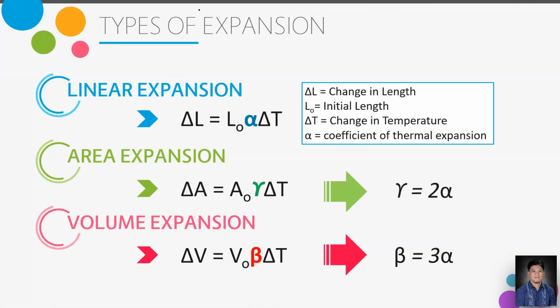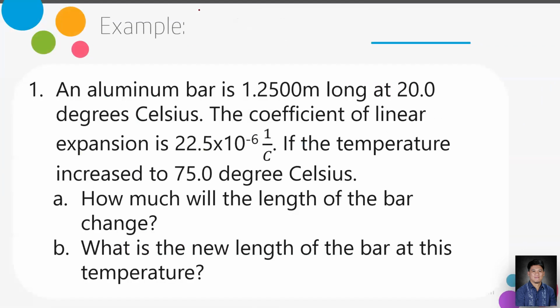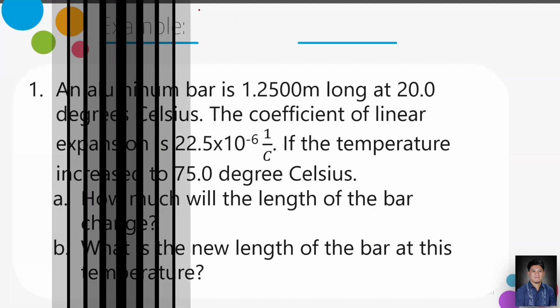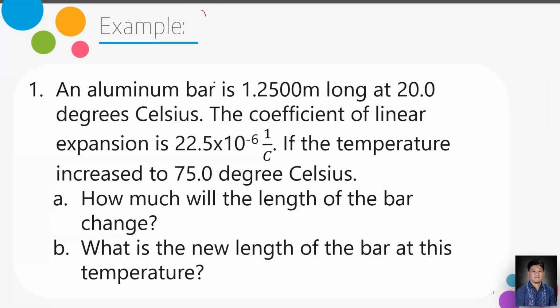So let's try to use this equation in a given problem. So try to read the question. In this given example, we have two different questions. First, how much will the length of the bar change? So the change of length, that is the delta L. And next is, what is the new length of the bar at this temperature?